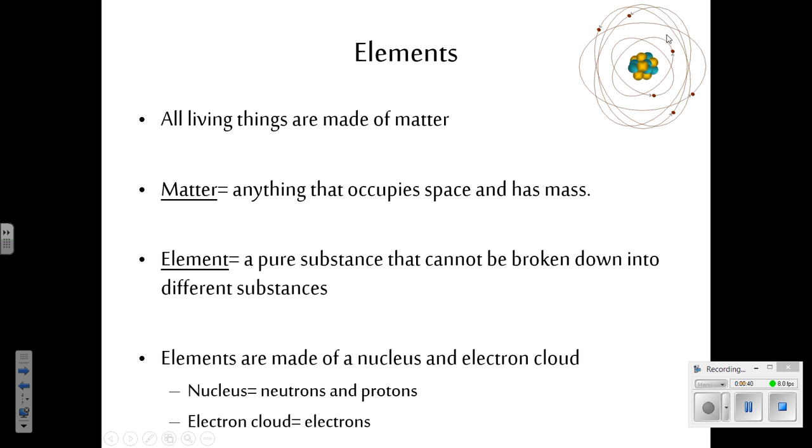So when we look at the structure up here, this is an atom, and all these elements are made of atoms. An atom has a nucleus, which is made of neutrons and protons, and that's that heavy middle part right there in the blue and yellow. Around the outside are these electrons, and those electrons sit in what we call energy shells, which keep them in place so that as they're spinning around that nucleus, they don't bump into each other.